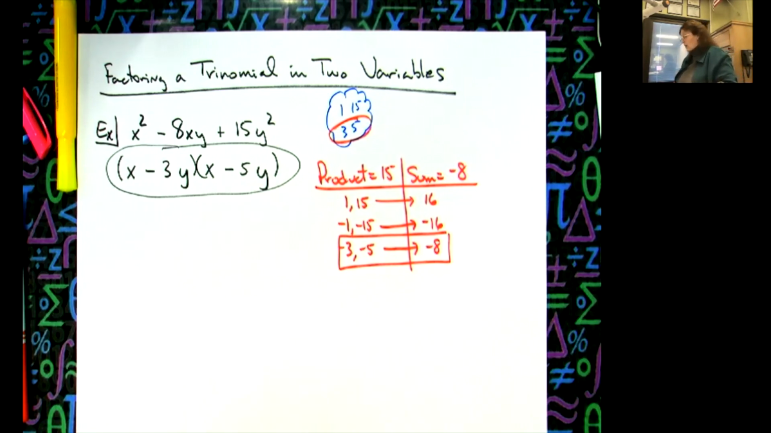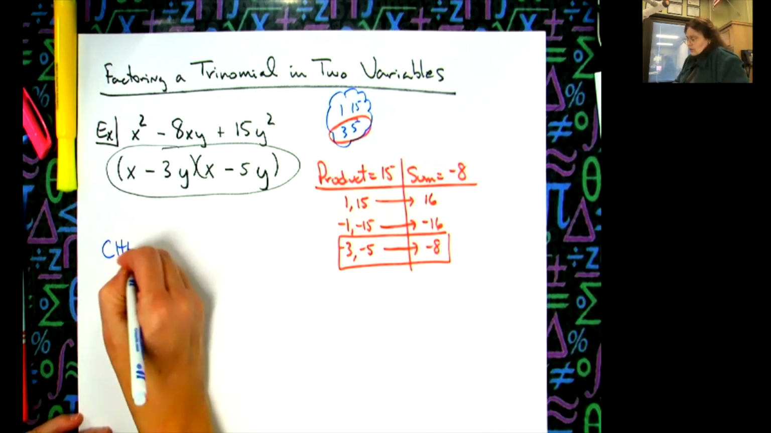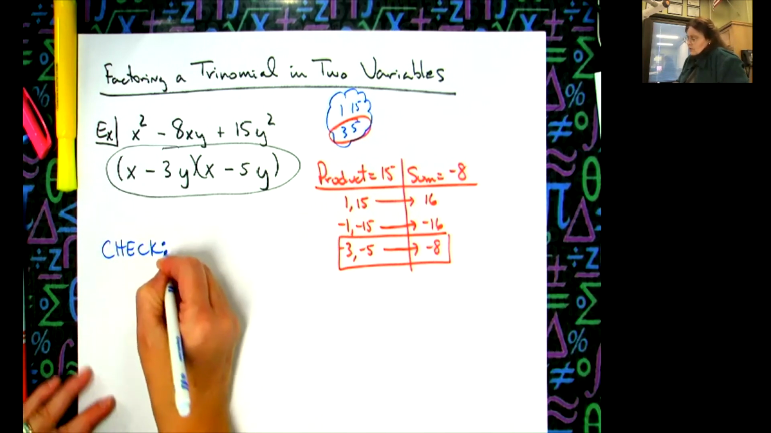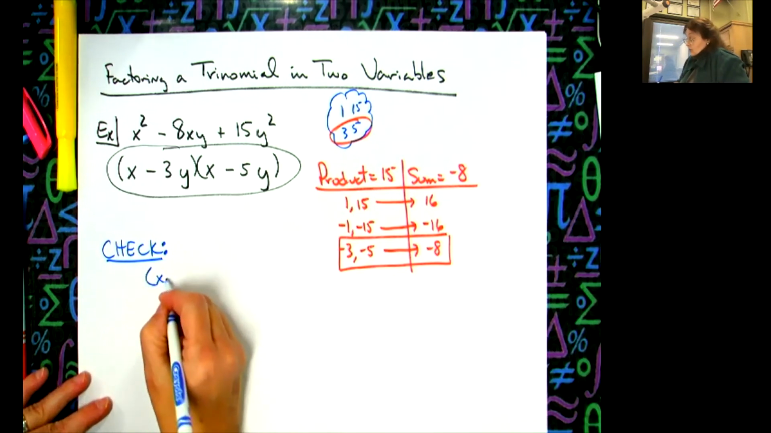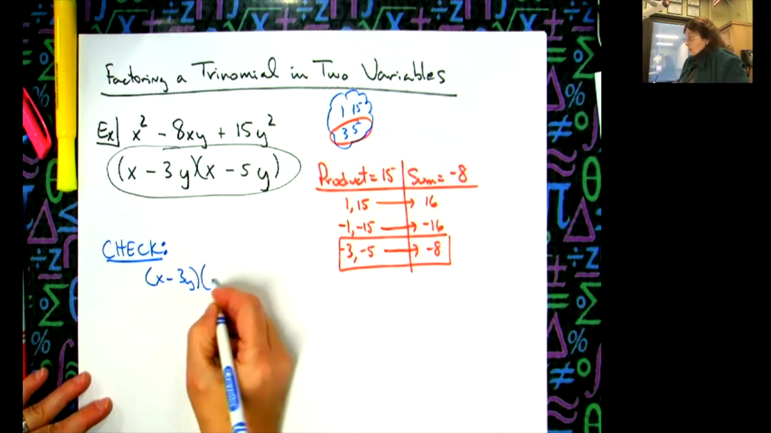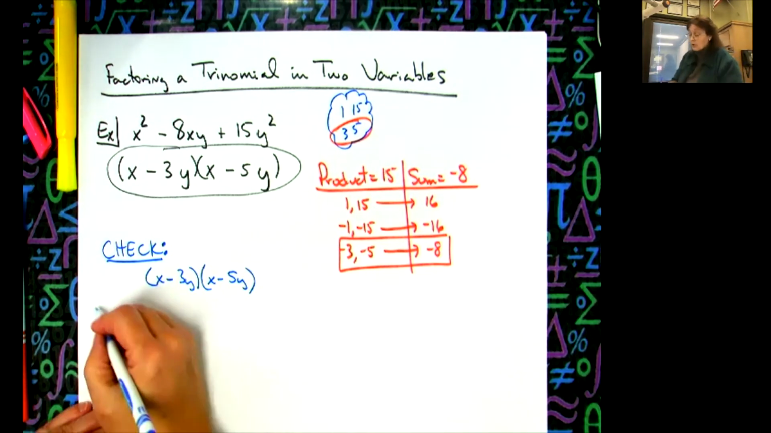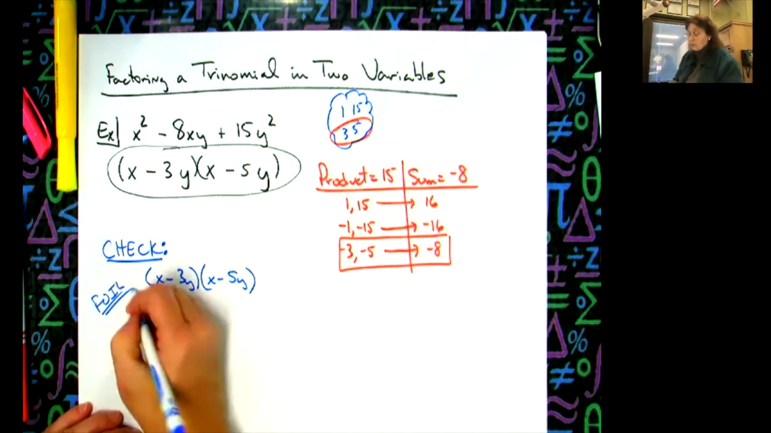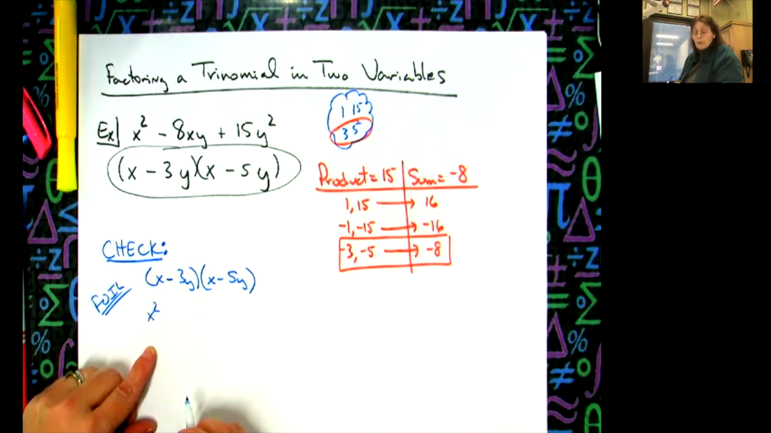Now let's go ahead and do a check. I'm going to go back to the more traditional check on this one, just showing some more steps. I'm going to take that answer, an x minus a 3y times an x minus a 5y. That was my answer. I'm going to FOIL it out. When I check, all I am doing is FOILing. So x times x gives me an x squared. I'm going to show all my work on this one.